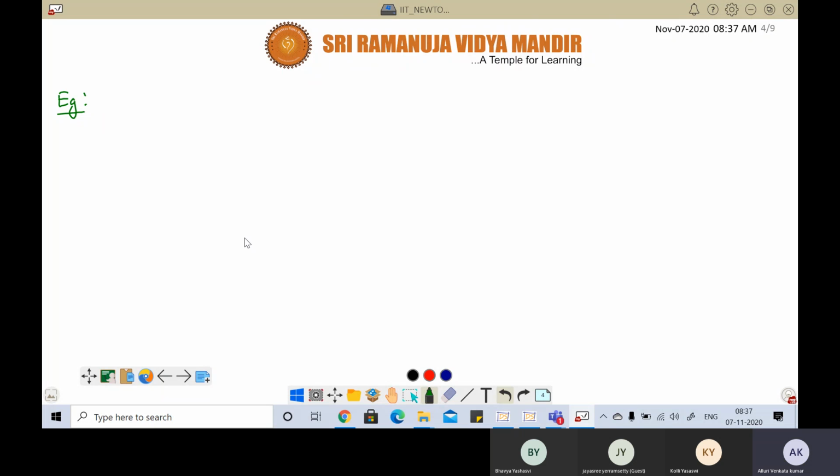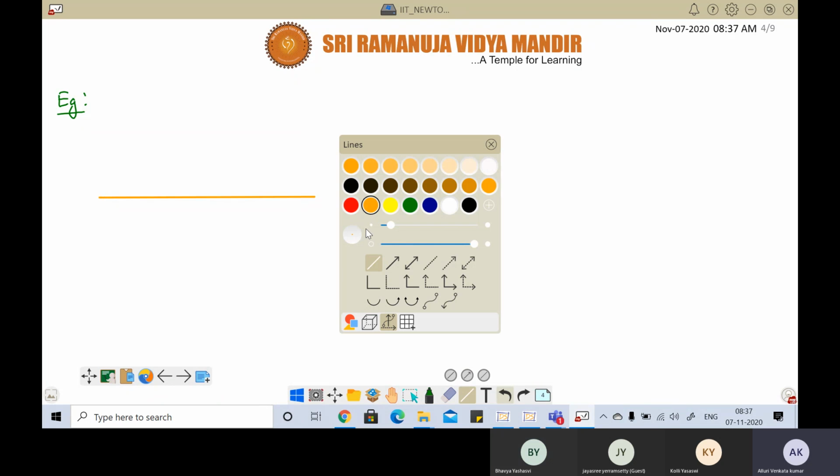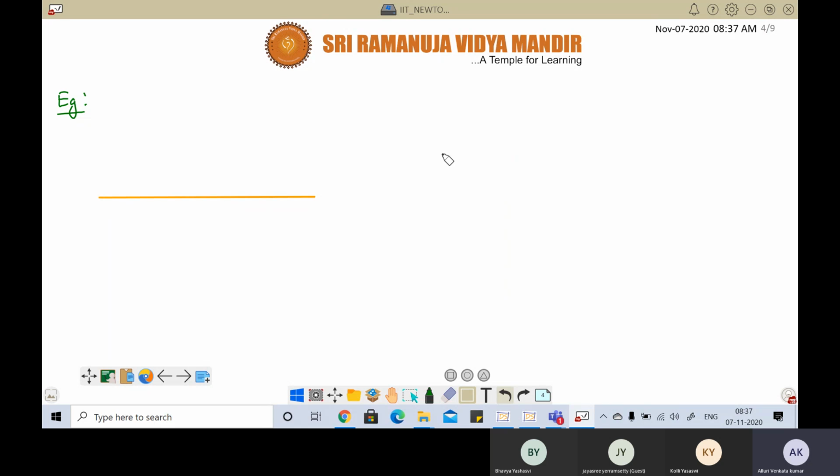Okay, next problem. Now let us say there is ground, and let us say there are 2 blocks. One block is this one, another block is this one. Let us say this is block A and this is block B. Block A is 0.2 kg and block B is 3 kg.